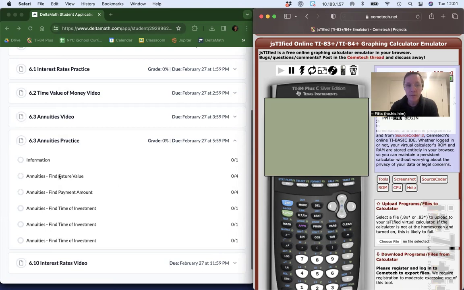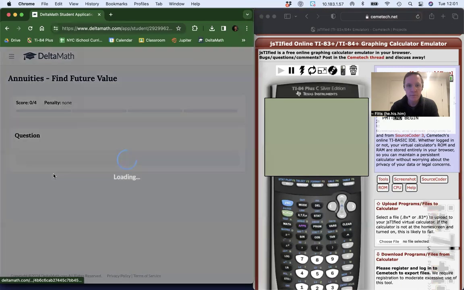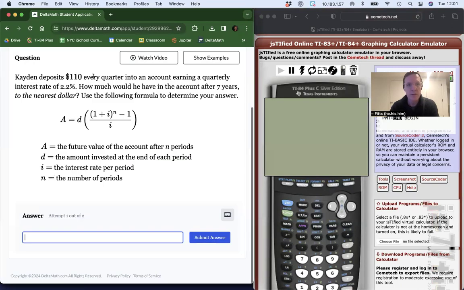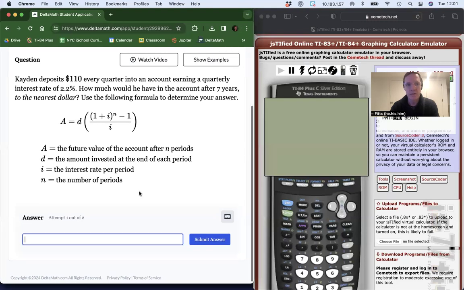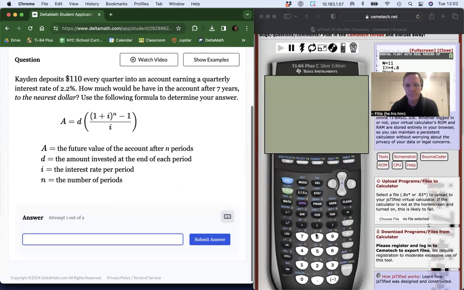We're going to find the future value. Let's look at one question. Caden deposits $110 every quarter into an account earning quarterly interest at 2.2%. How much would he have in the account after 7 years to the nearest dollar? Don't use this formula, it's too complicated. Let me put on the annotation tool here. I don't know if I can press with that. No, I can't. I'll turn the annotation off.